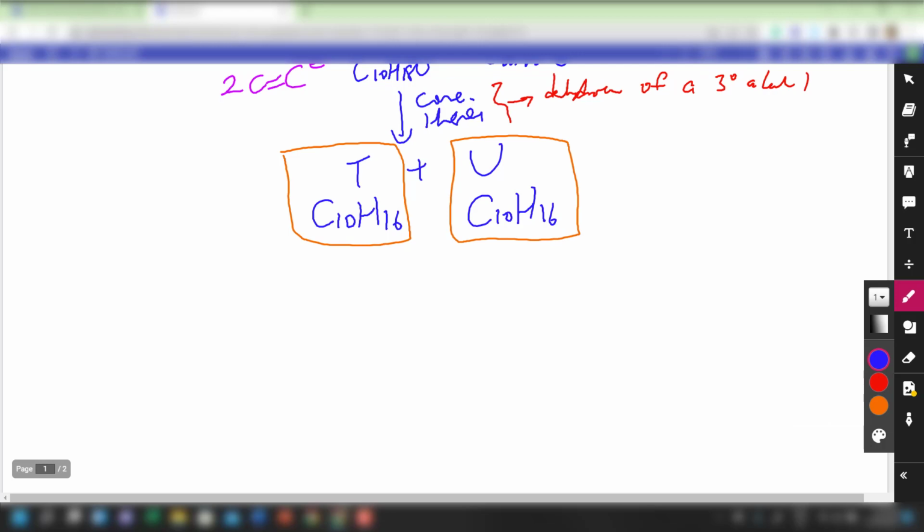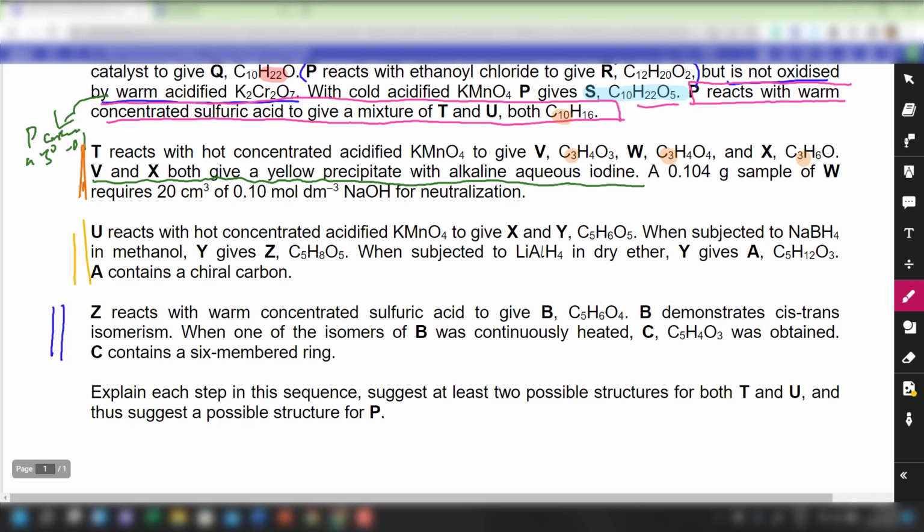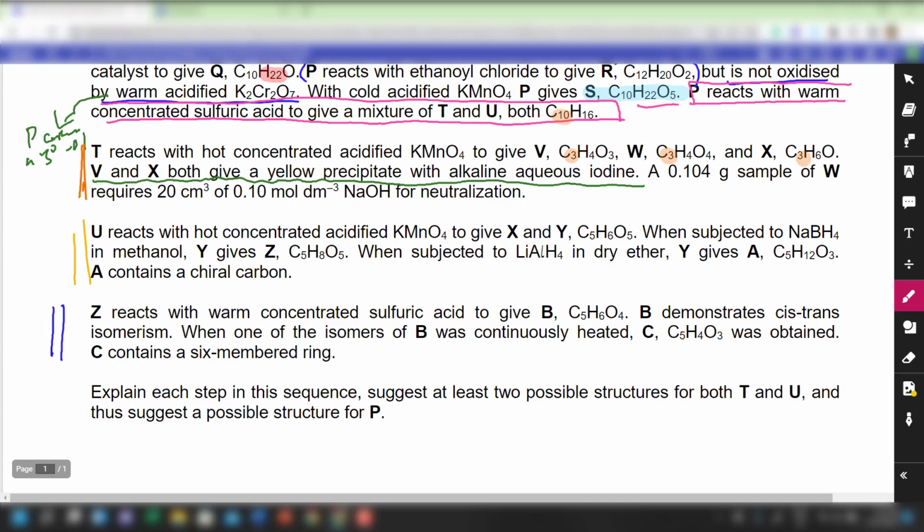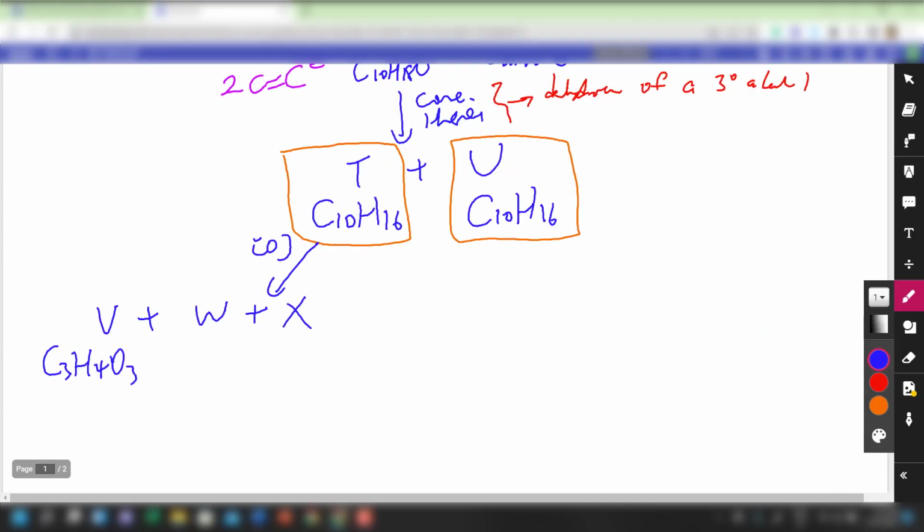As we have seen, T undergoes oxidative cleavage, so I'll just put an O here, to give us V plus W plus X. Then the molecular formula is C3H4O3. W is C3H4O4.